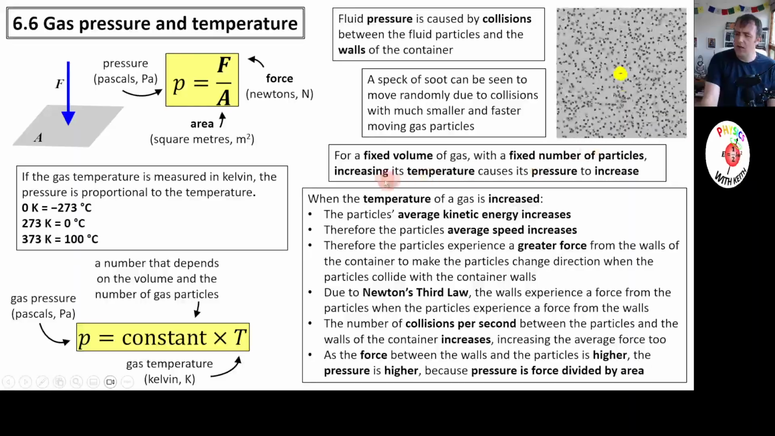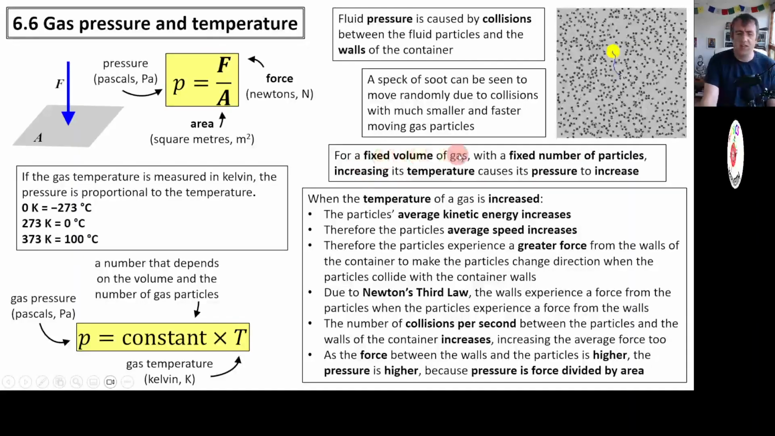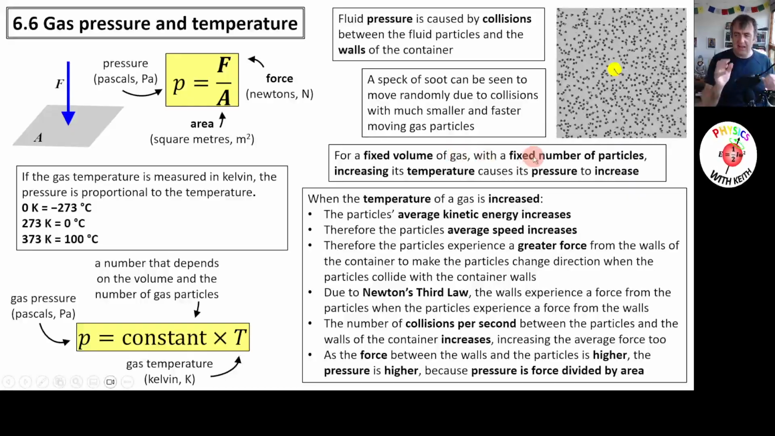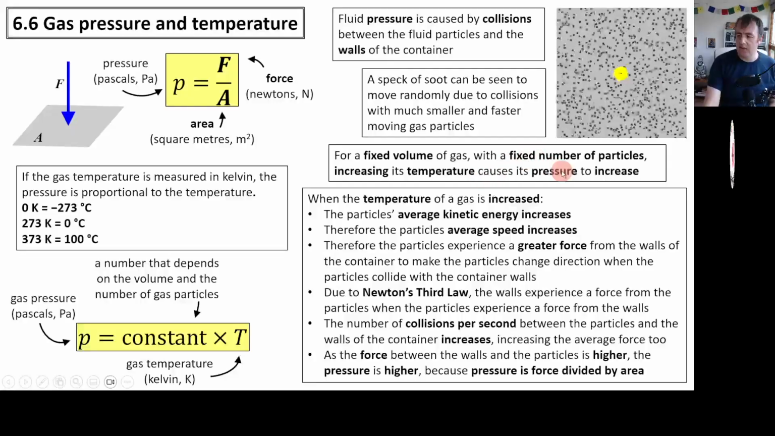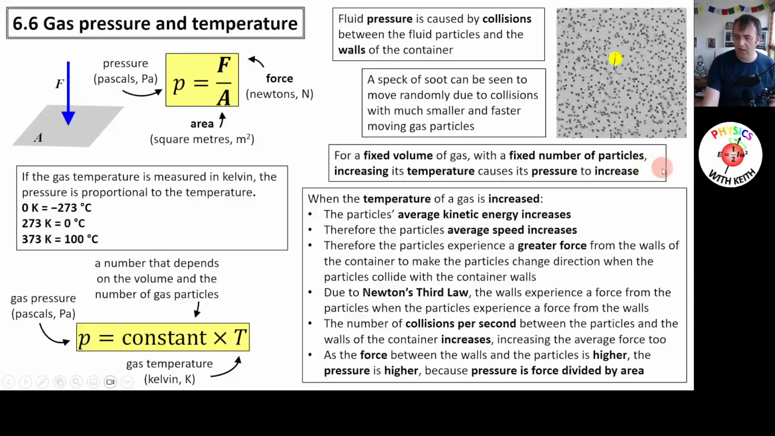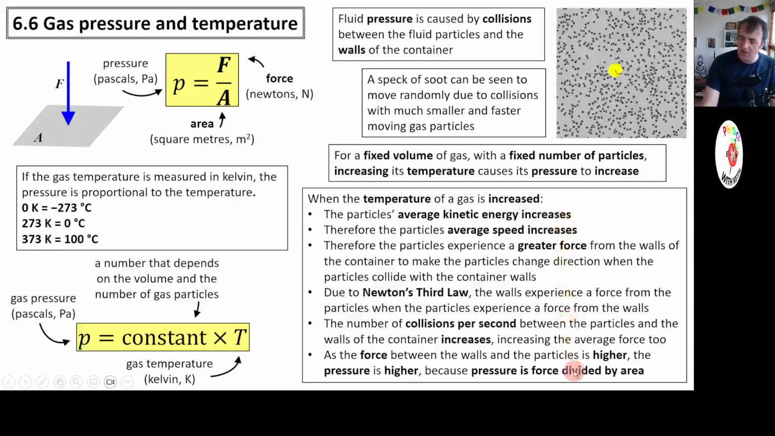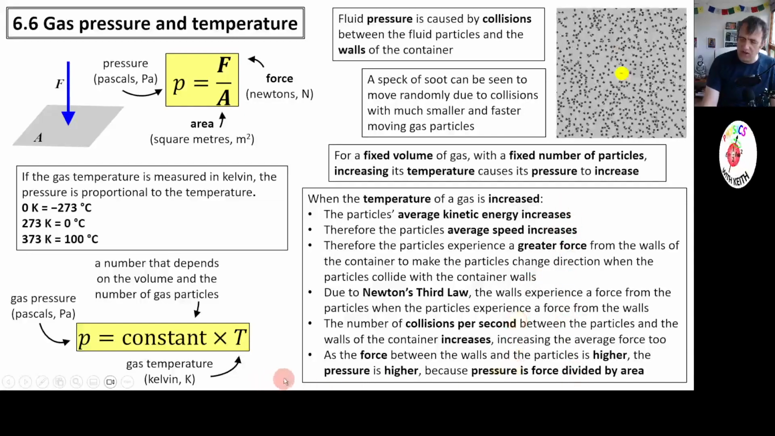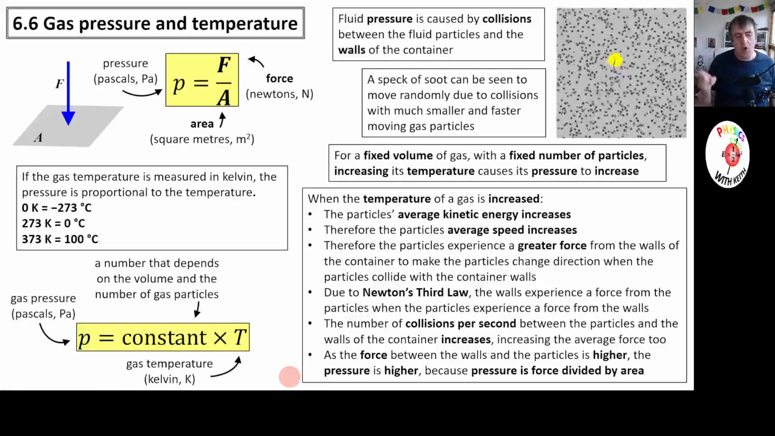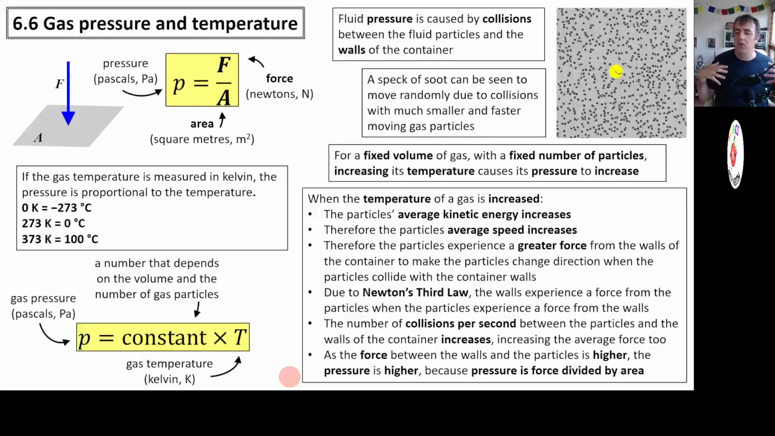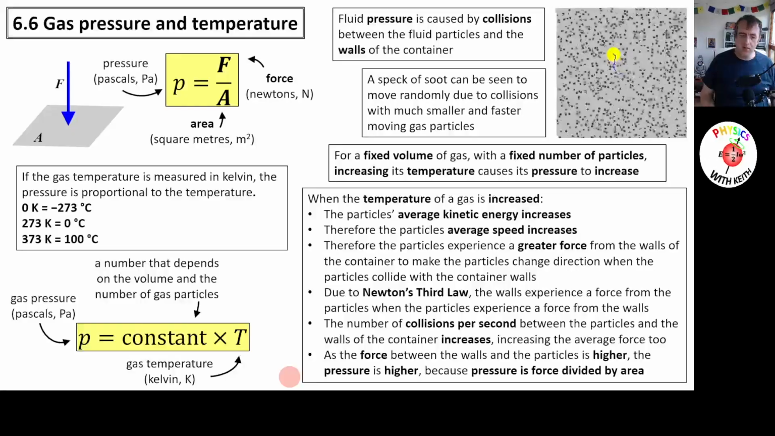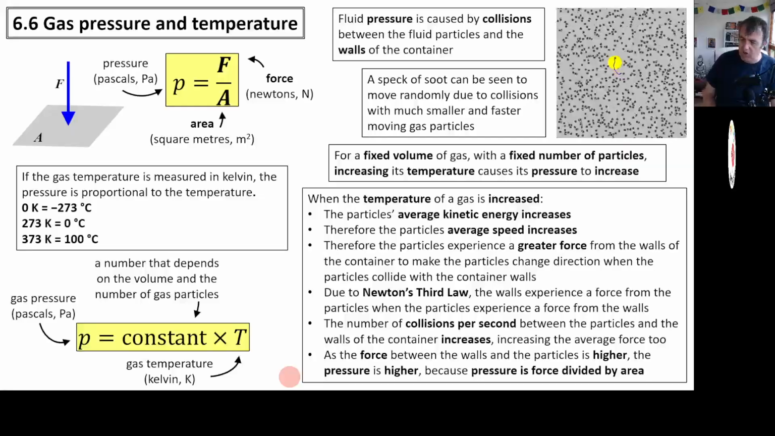So here we go. If I've got a fixed volume of gas, so I hold the volume constant, and a fixed number of particles in that gas, then doubling the temperature doubles the pressure. They're directly proportional. It just says increasing here, but it is also true that it's doubled. And this is the explanation of why. You can read that yourself. I've talked about that already. So that equation on the bottom left only applies for constant volume, for a fixed volume of gas. It doesn't apply for other situations where the volume can change.